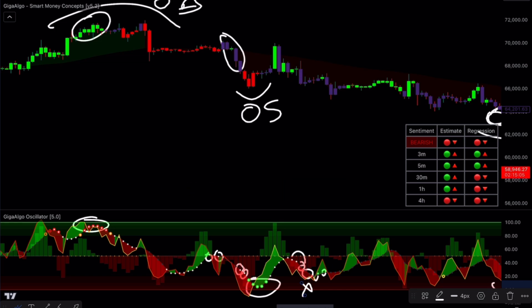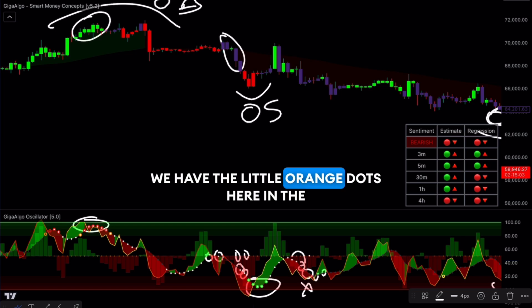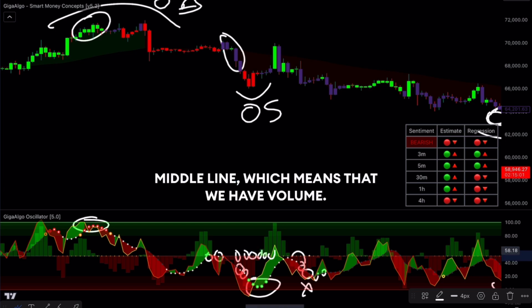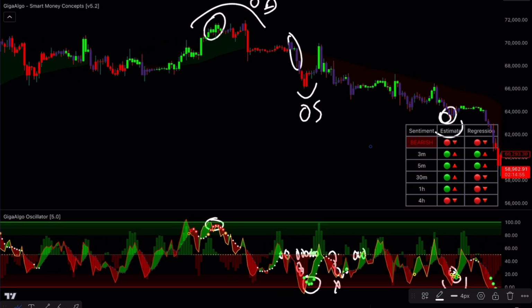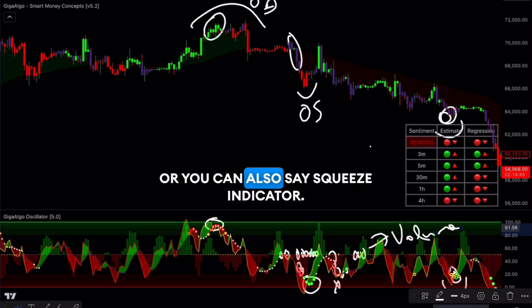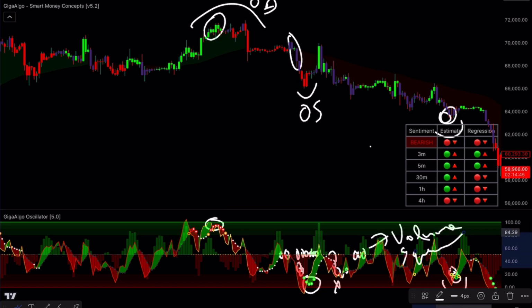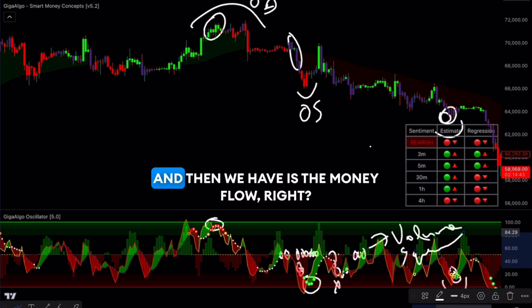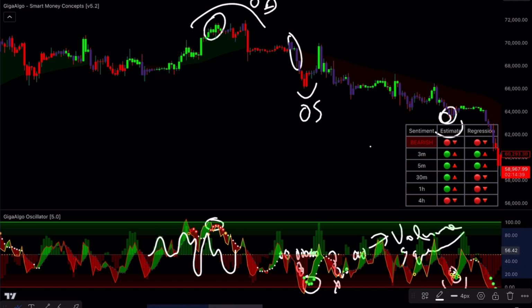Same for the volume. We have the little orange dots here in the middle line, which means that we have volume. So these are the volume indicators, or you can also say like squeeze indicator. And then we have the money flow, right? So this is the money flow.